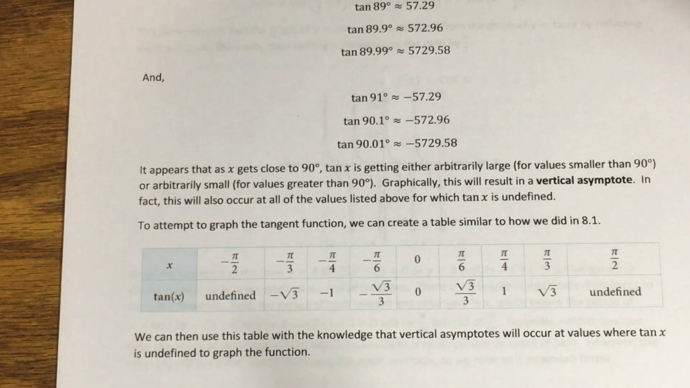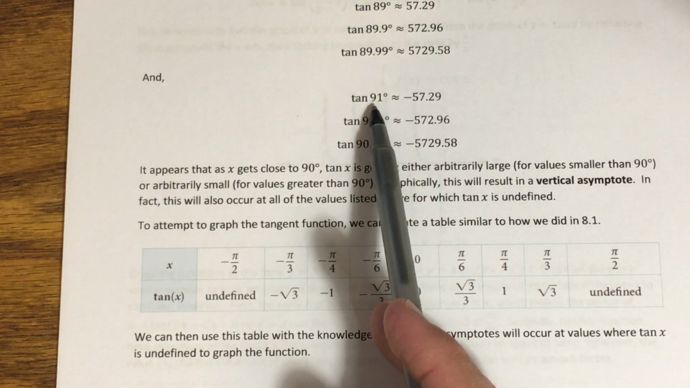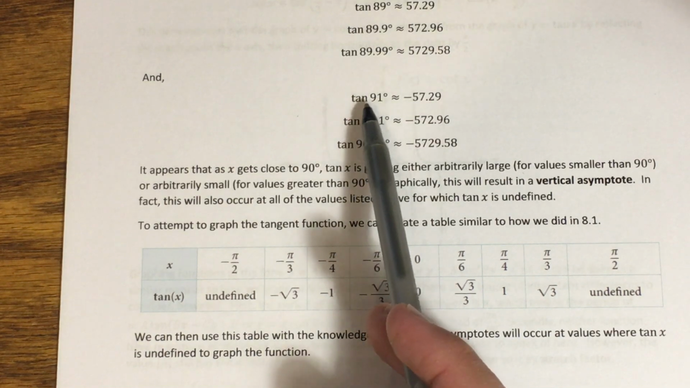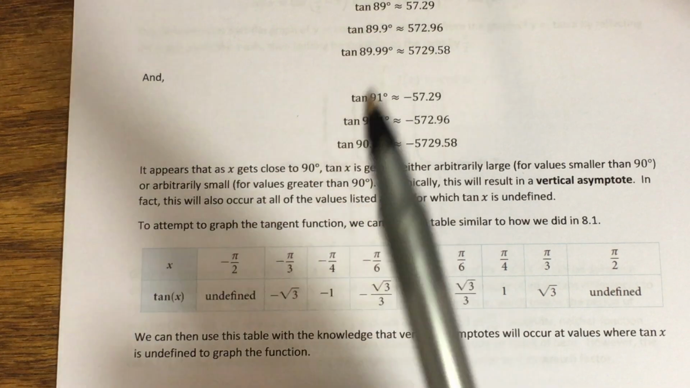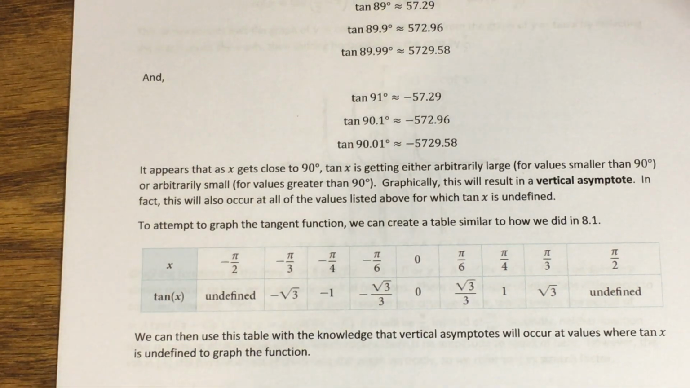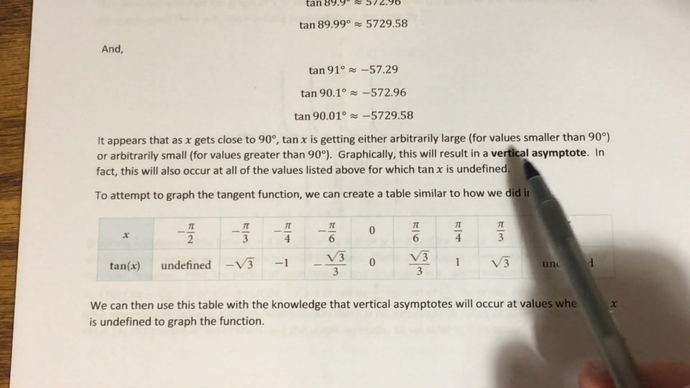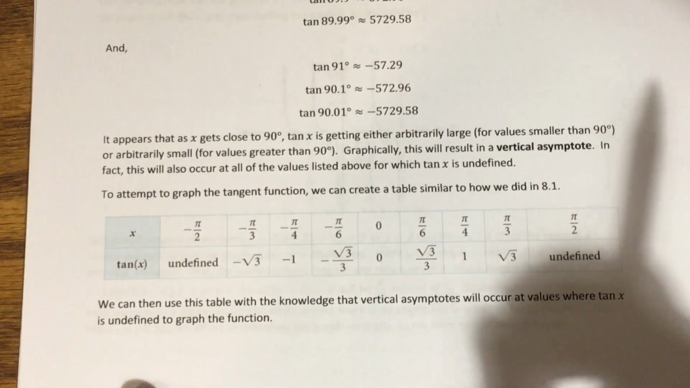In math, we call that asymptotic behavior, meaning as x approaches some particular value, the value f of x, in this case tangent of x, is shooting off towards infinity or negative infinity without ever stopping. And in the graph of our function, this creates something that we call a vertical asymptote, which we'll see on the next page. Okay, so we want to keep that in mind as we think about the tangent function.